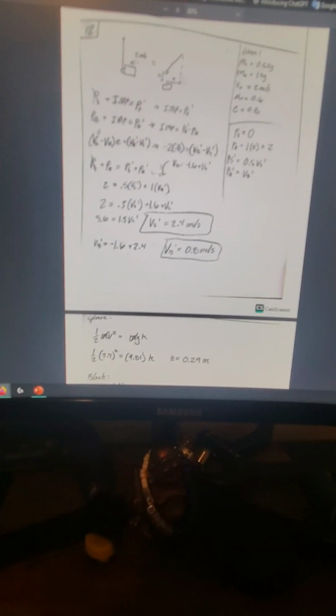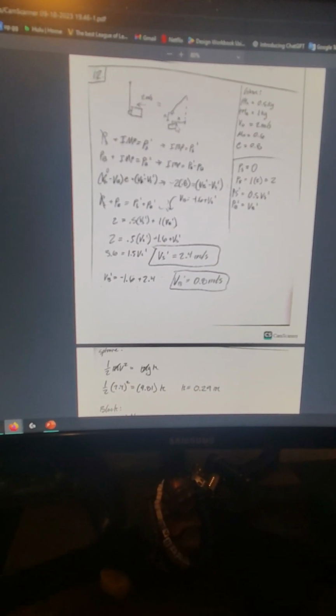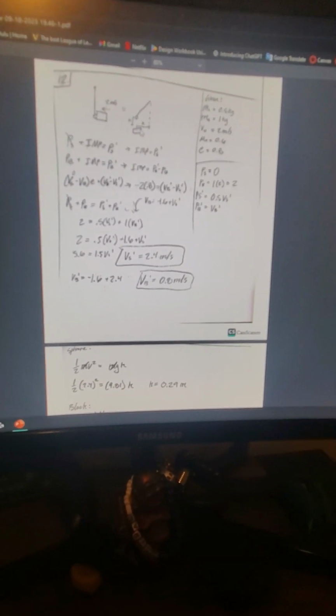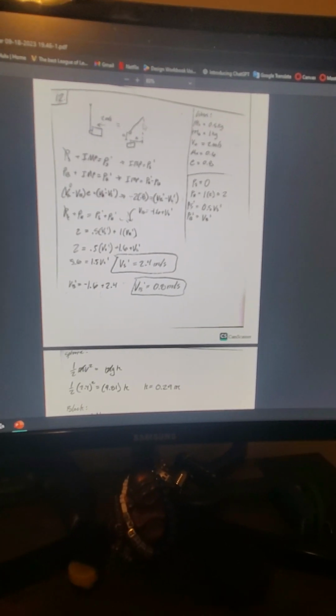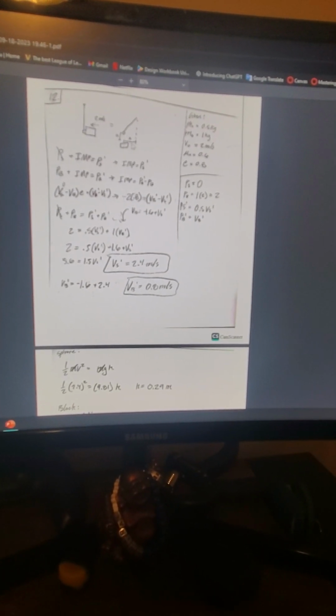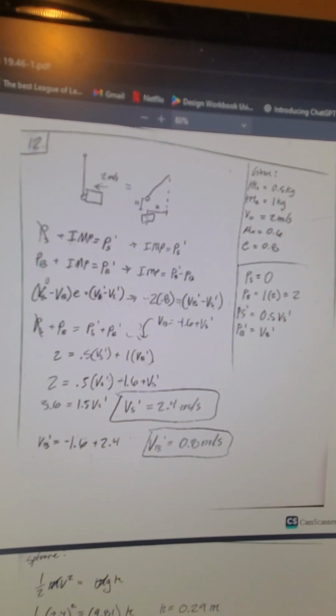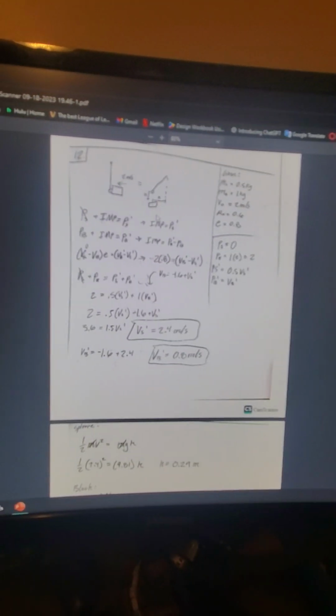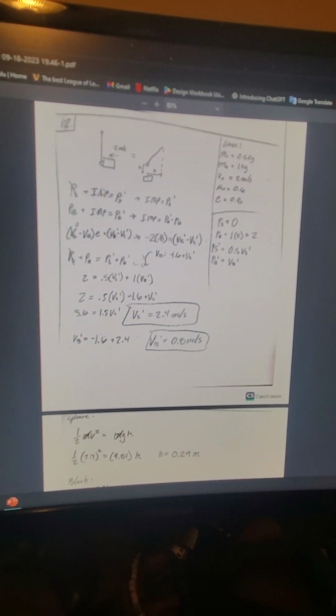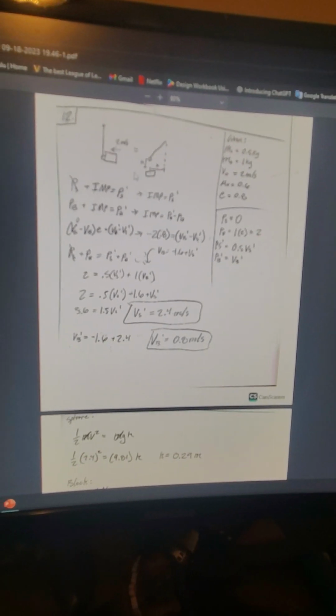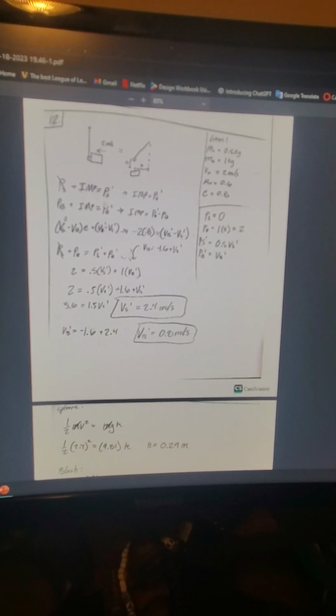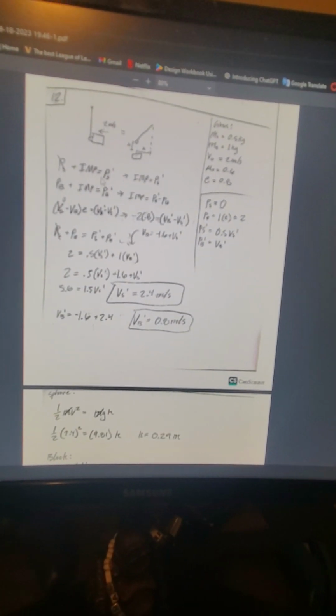So this first one, there's a block that's moving, has initial velocity, hits a sphere on a string, and it moves up. And we're trying to calculate the distance that the block slides, as well as the height that the ball reaches. So we have two unknowns. I can already tell this is going to end up having two different equations.